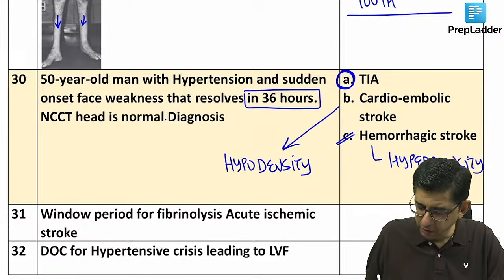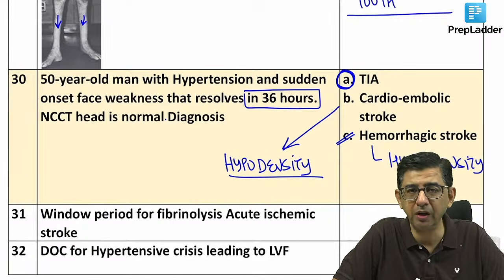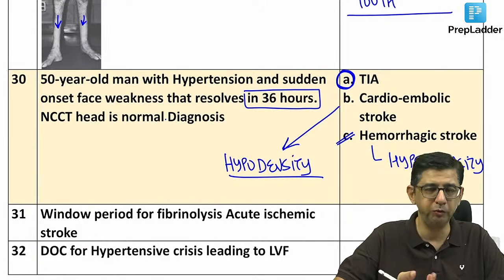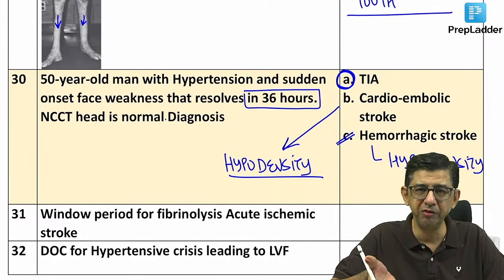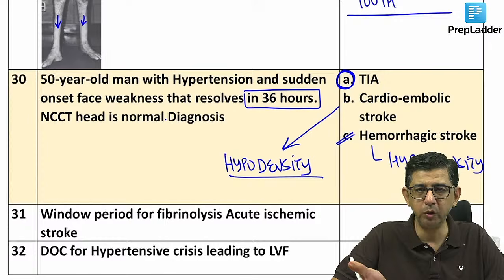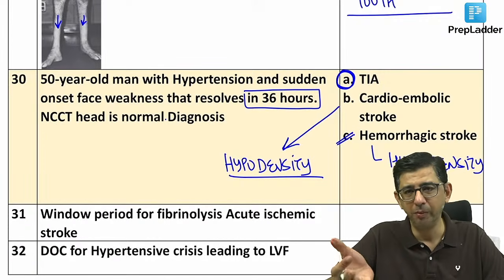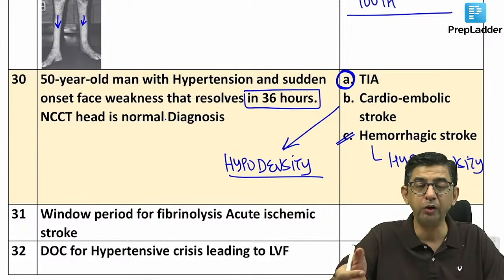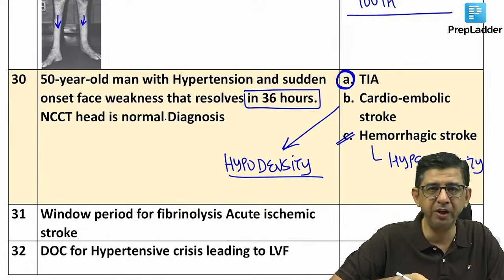So what I wanted to highlight from this question is that the cutoff of 24 hours is just an artificial cutoff. Usually TIA symptoms start improving in the first hour only. But sometimes it may take 25 hours, it may take 26 hours also. So it's not that we have to get stuck at only 24. Symptoms can improve in 23 hours also.